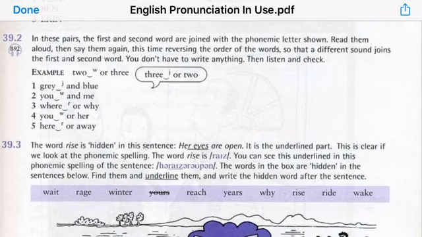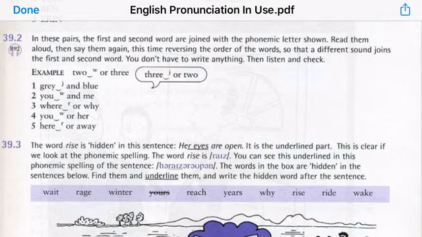So here we have gray and blue. There's a ye sound in between, but if we switch the order, blue and gray, we will get the we sound inserted in between. You and me, there's a we sound. If we switch the order, me and you, there is a ye sound inserted.